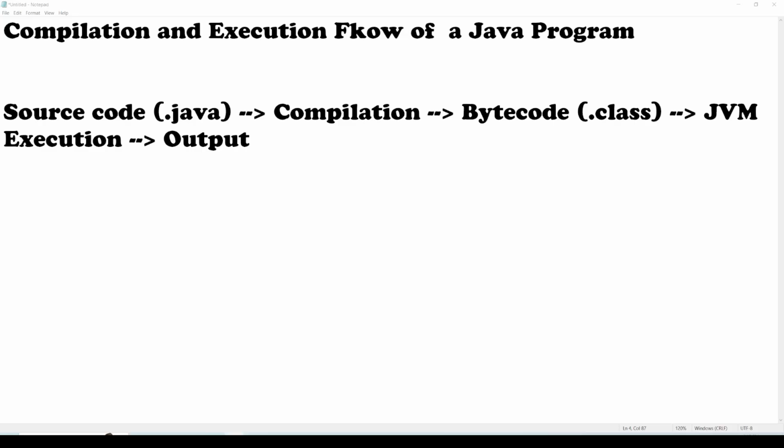So what happens if there are any errors? So compilation error and runtime error. Compilation error basically happens at the javac step. So let's say, for example, if you misspelled any keyword or missed a semicolon, Java will not generate bytecode until errors are fixed. So let's do that.